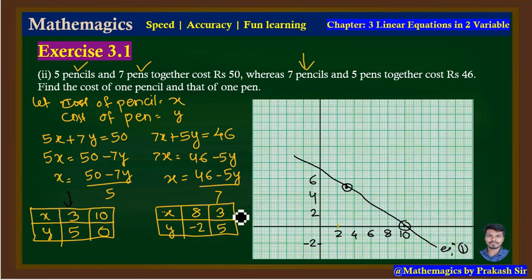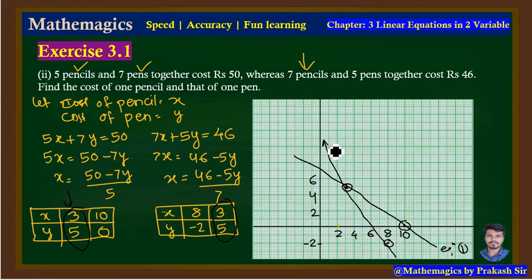Now the second one: x becomes 8, so y becomes minus 2. This is the point. Now another one: x becomes 3, so y becomes 5. Exactly, this is the point. Again it is coming. See, this is the first and this is also the second equation's point. So both have the same coordinates. So again I am going to join both the points.